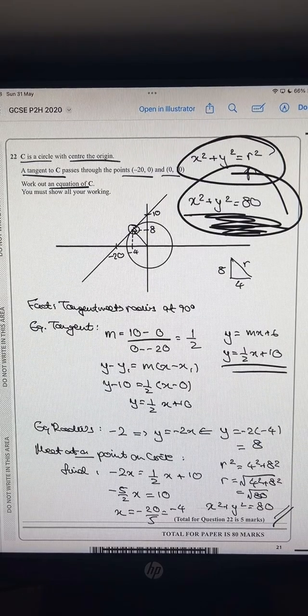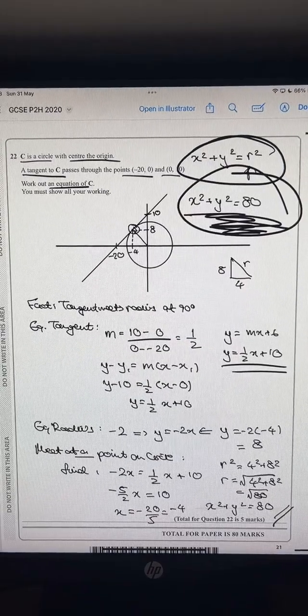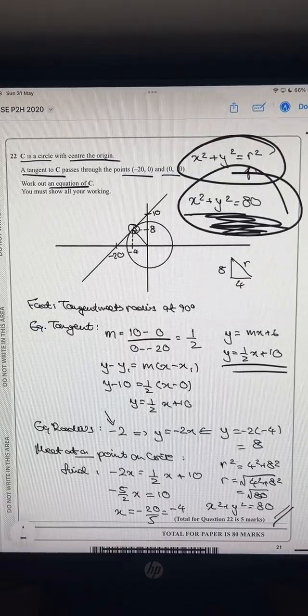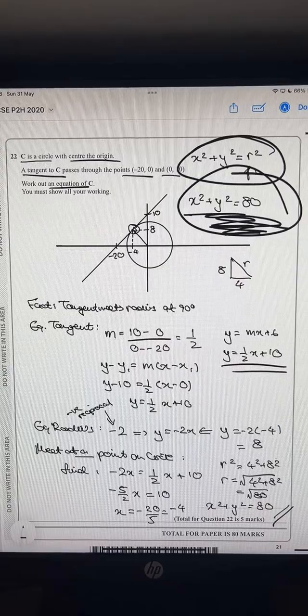I appreciate the feedback, eh? Thank you so much. Where did I get the -2 from? -2 here, because that's the negative reciprocal of the gradient of the tangent, because they meet perpendicularly.